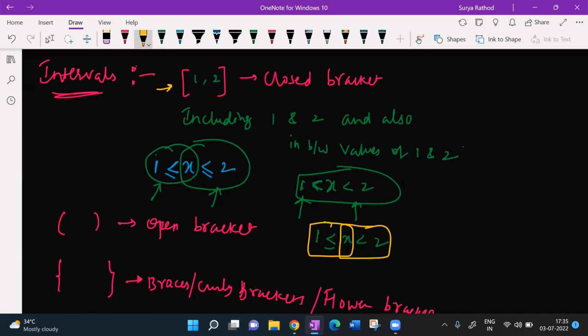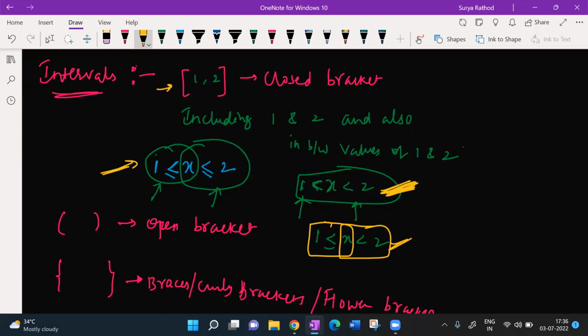Understood my point? Sir, what is including? We still didn't understand. I'll tell you. Beta, whenever you write a solution, after solving an inequality, you will be writing your solution like this, or like this. You will be writing your solutions by using brackets or by using this type of inequalities.